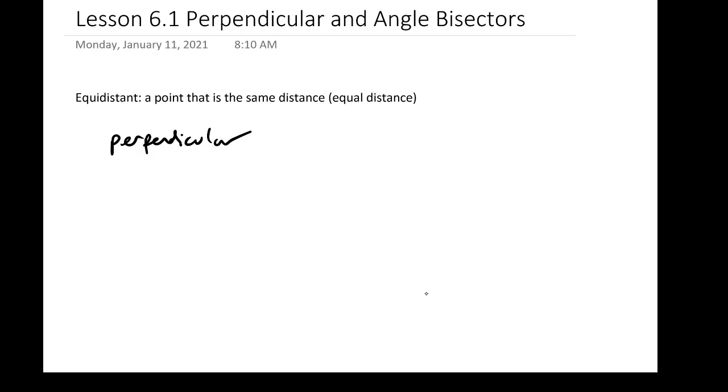Lesson 6.1 is regarding perpendicular and angle bisectors. The first term that we're going to discuss is the notion of something being equidistant, meaning that we have a point that's the same distance, or equal distance, from two places. The perpendicular bisector is a theorem that we're going to discuss here.